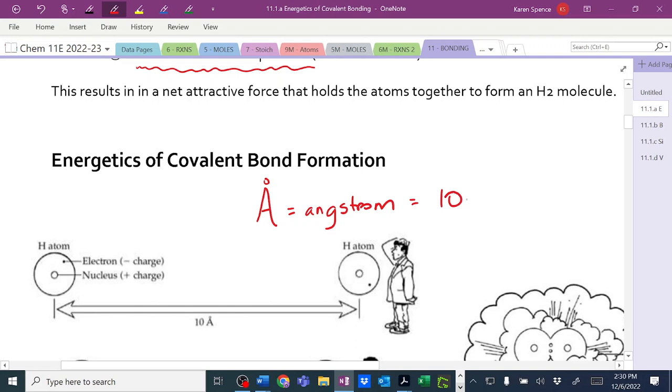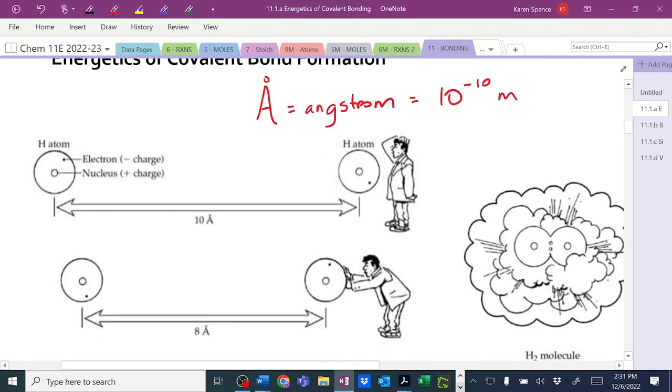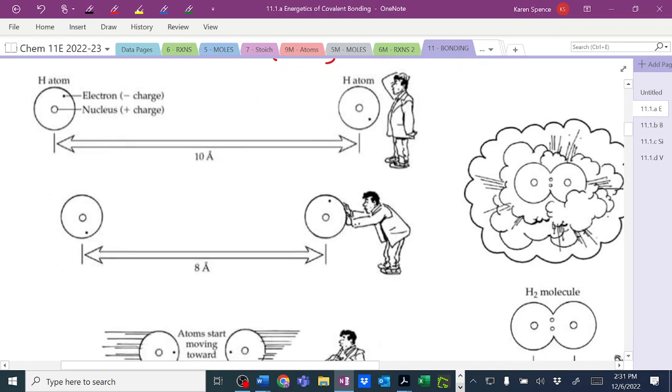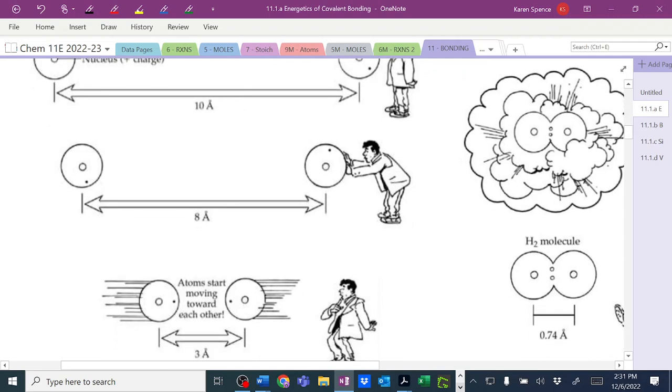That is 10 to the negative 10 meters. Okay, so that's an angstrom. So what we have down here is 10 angstroms. At a 10 angstrom distance, nothing happens. They're too far away. So here we have the man pushing them to an 8 angstrom distance, and once they get there, those attractive forces start taking effect. And the atoms will just start moving towards one another.